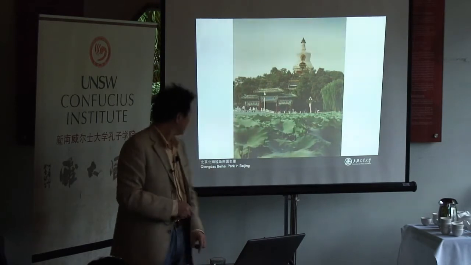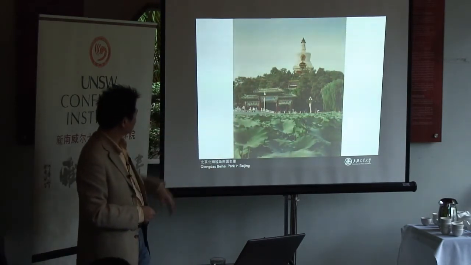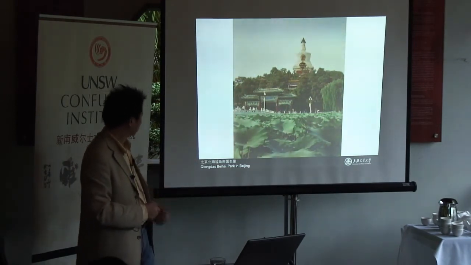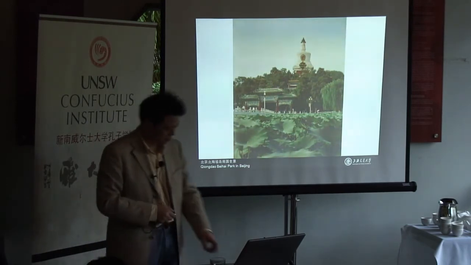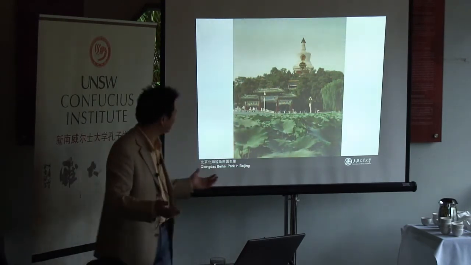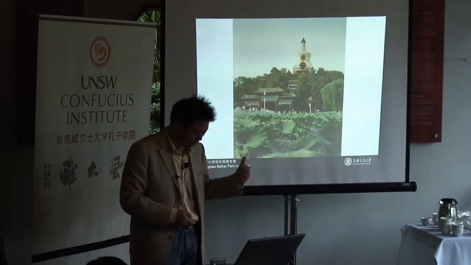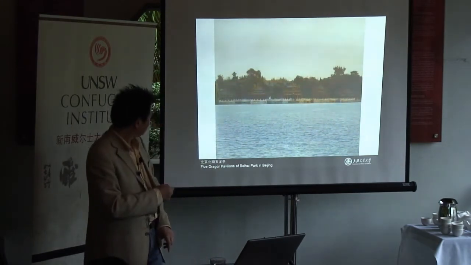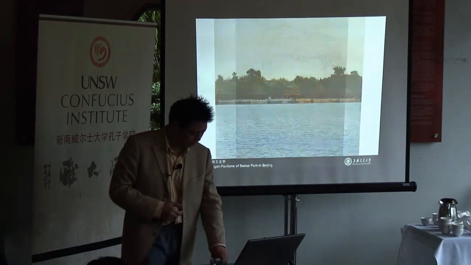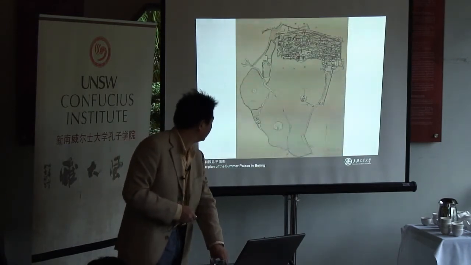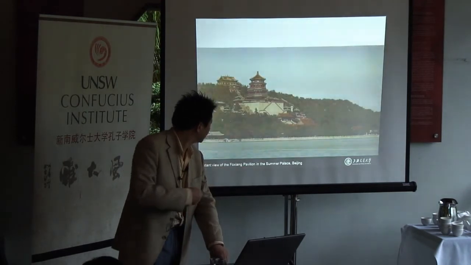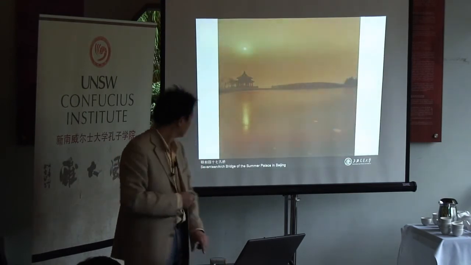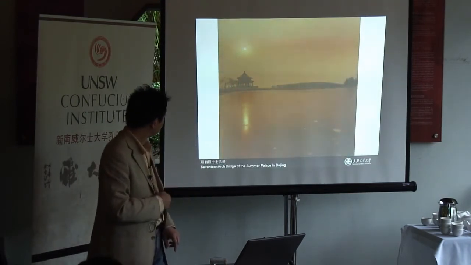This is the Emperor Garden. Actually, this was used only by the emperor in the Ming and Qing dynasties. And now it's a public park, and if you go to Beijing, you can visit here. So the five pavilions by the river are the site of the Summer Palace, Foxiangge Pavilion, the Stone Arch Bridge.